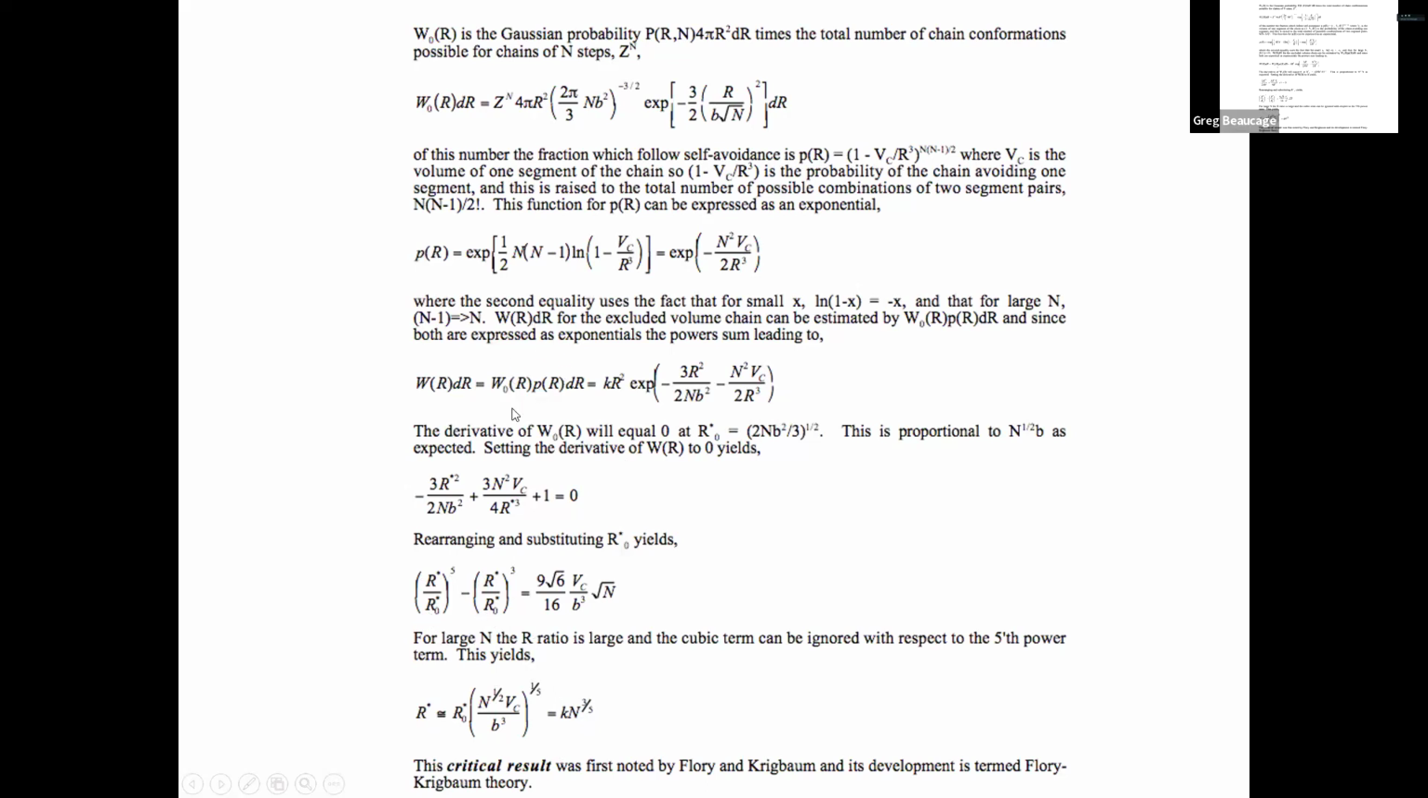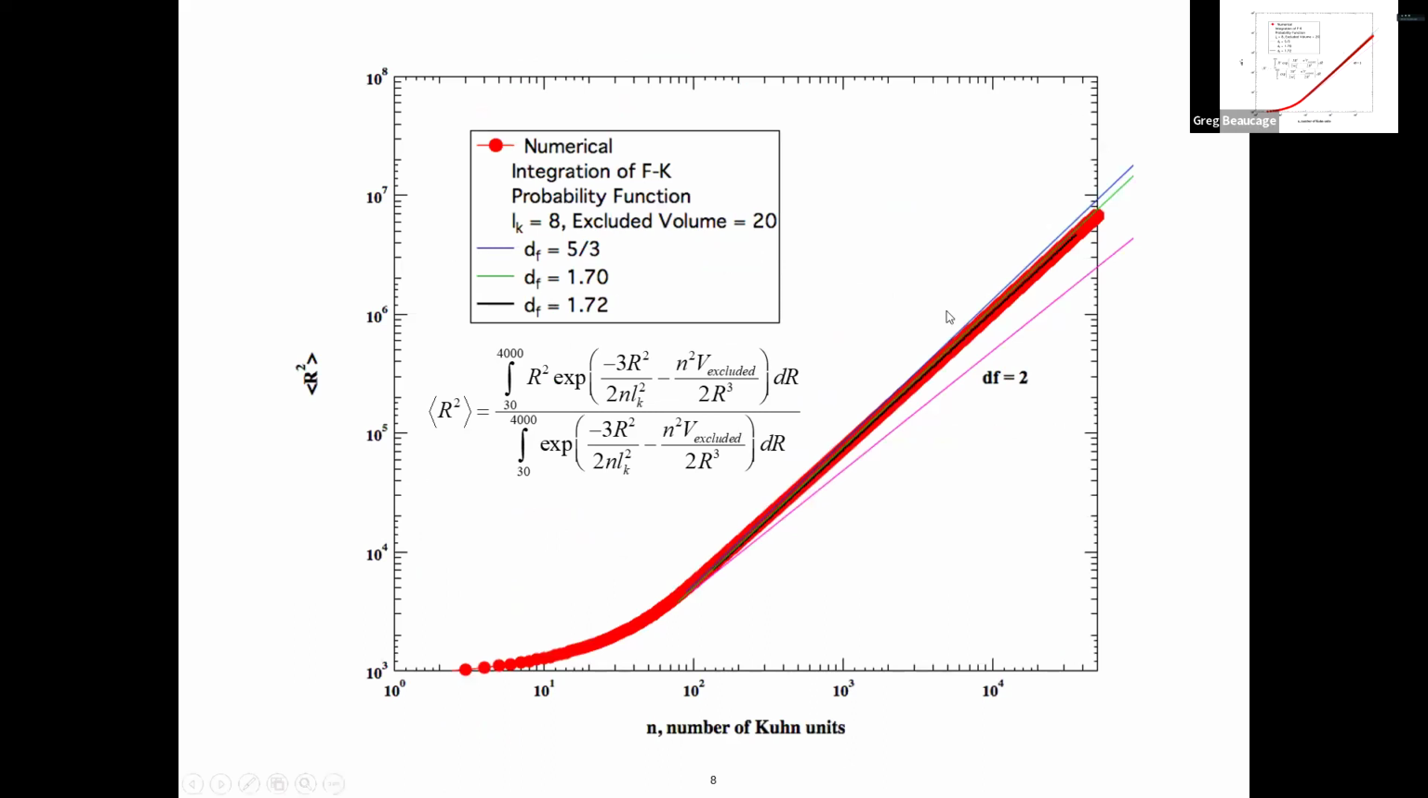So 3/5 would be a 1.67 dimension. If you actually integrate this, you get 1.72. And if you do computer simulations of the self-avoiding chain, you get 1.70. Actually, there's a whole slew of numbers people have gotten and argued about, right? So basically, these are those three, like 5/3.